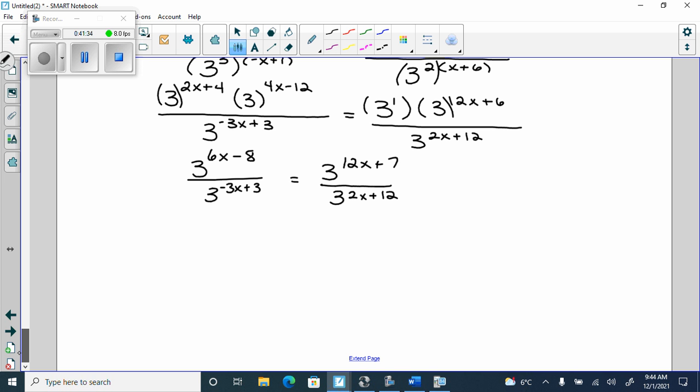So we have to subtract here. So we're going to get 3. 6x minus 3 is 9x. And then negative 8 minus 3 is negative 11, equals 3 to the 12x minus 2x. And then 7 minus 12, negative 5. Now, when we have one base and one base, we can set the exponents equal, only at this point. So we get 9x minus 11 equals 10x minus 5.